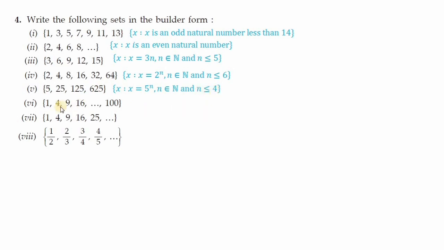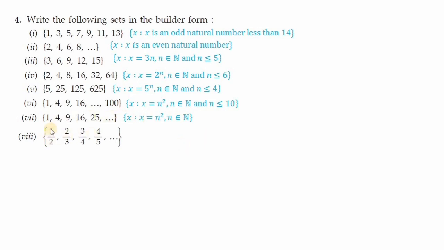Similarly, this is 1 square, this is 2 square, this is 3 square, this is 4 square, this is 10 square. So basically we have n square form where n is till 10. Because the final is 10 square, the biggest number has to be 10 here. Similarly, we have the same format, but we don't have any restriction here. It continues, right? So it is written x equals n square, where n is a natural number, with no upper bound.